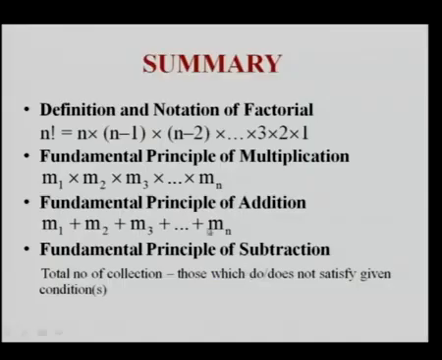Finally, we conclude today's session. In today's session, we defined factorial notation. Factorial is nothing but the product of the first n natural numbers: n into n minus 1 into n minus 2 and so on, down to 3 into 2 into 1. Next, we defined the fundamental principle of multiplication, which is equal to m1 into m2 and so on. And the last principle that we discussed is the subtraction principle. It is the total number of collections minus those which do not satisfy the condition. In the next session, we will discuss permutations and combinations. Thank you, learners.